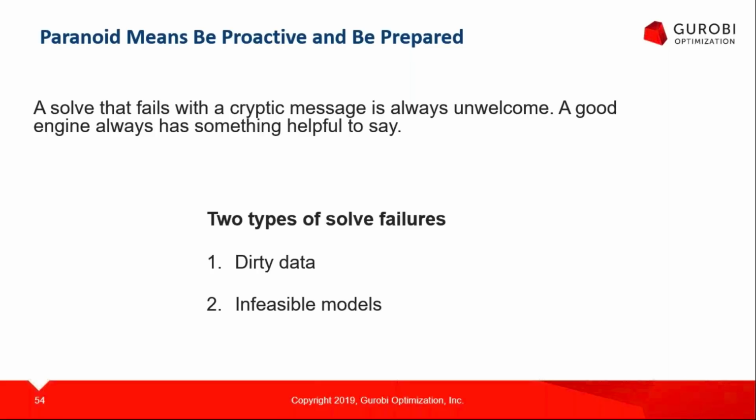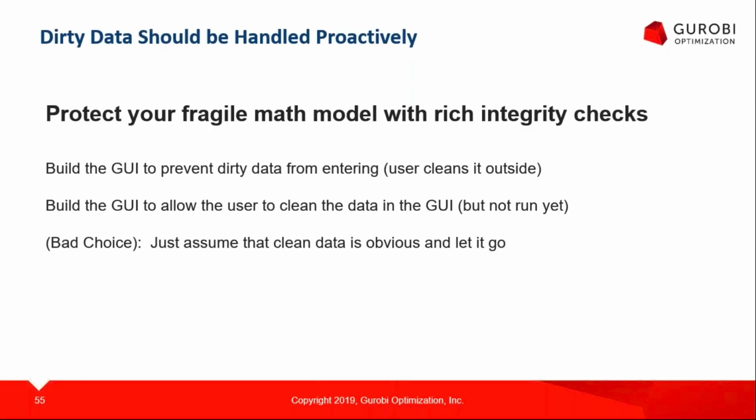So with that in mind, a characteristic of a good solver, and again, you're not going to necessarily get this right out of the box, but you can progress towards this goal over time, is that a good solve engine always has something helpful to say. So where do solve failures come from? I'm breaking this out into two general categories: dirty data and infeasible models. So let's talk about dirty data a little bit.